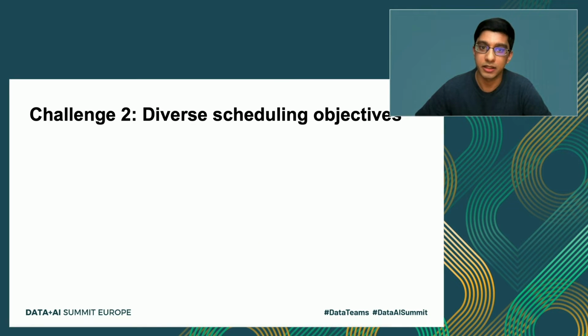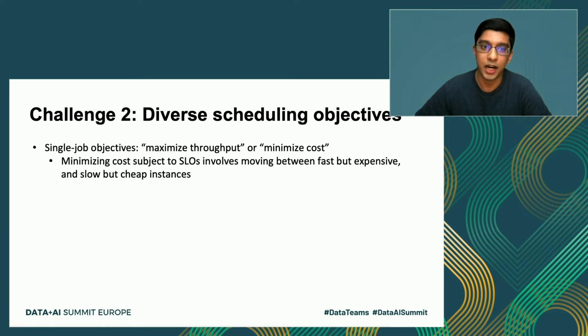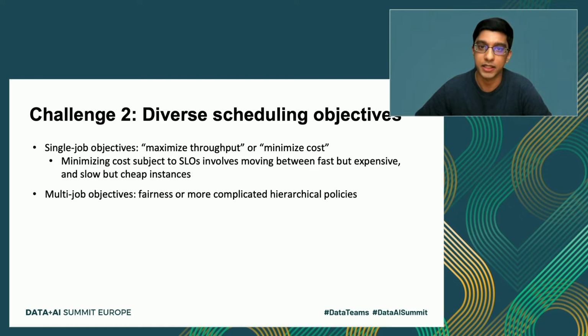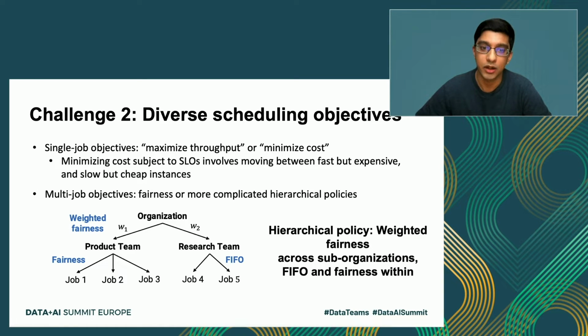The next big challenge in scheduling these heterogeneous resources is that users have many different scheduling objectives that they're interested in. For example, these can include single job objectives, such as maximizing throughput or minimizing cost, and even combinations of these objectives, such as minimizing costs subject to SLOs, which entails starting off a job on a slower, cheaper instance, and then moving it to a faster, more expensive instance as the deadline approaches. There are also multi-job objectives such as fairness or even hierarchical policies that, for example, the one we see here, where an organization has a weighted fairness policy at the top, and then each individual sub-organization has its own policy.